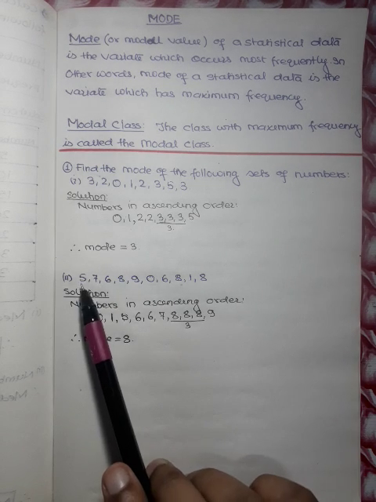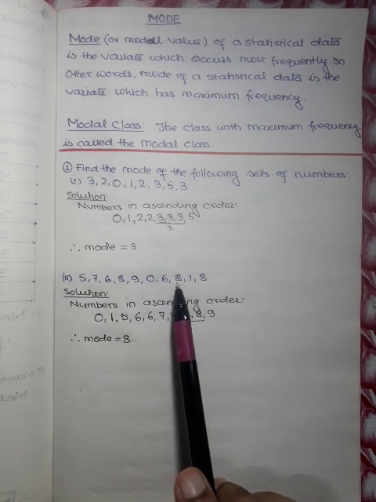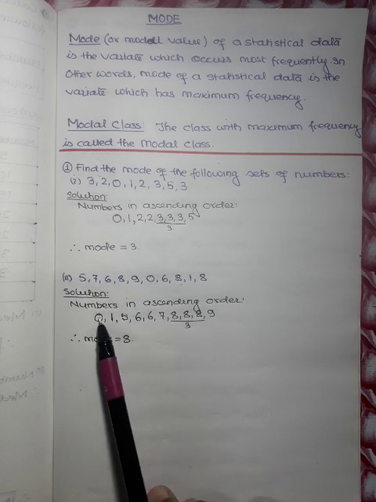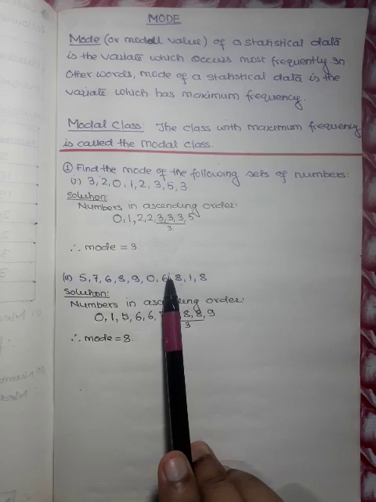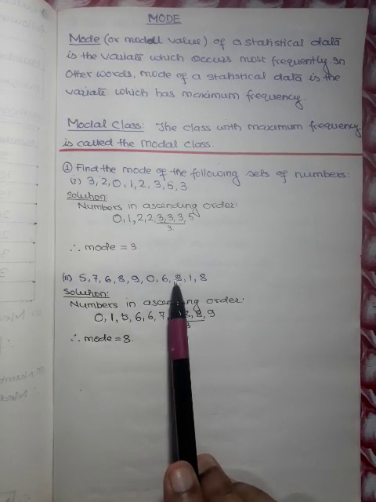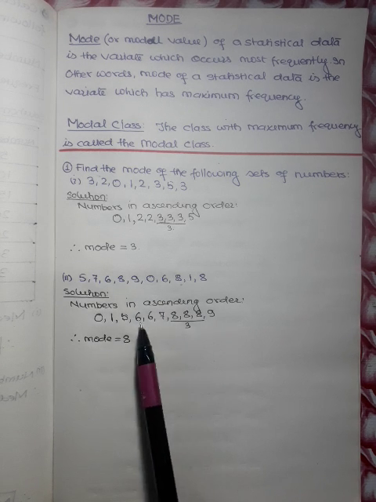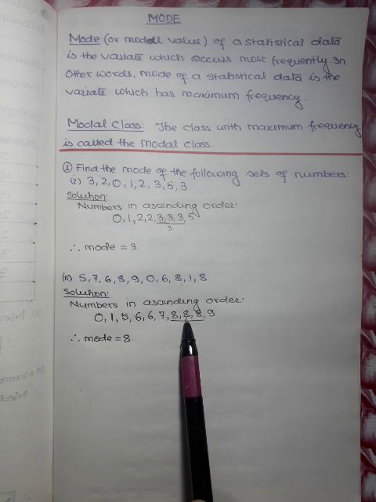Now, in part number 2, the sets of numbers are 5, 6, 5, 7, 6, 8, 9, 0, 6, 8, 1, 8. Numbers in ascending order: 0, 1, 5, 5, 6, 6, 6, 7, 8, 8, 8, 9. Here 8 is repeating 3 times, that means the mode is what? It is 8.